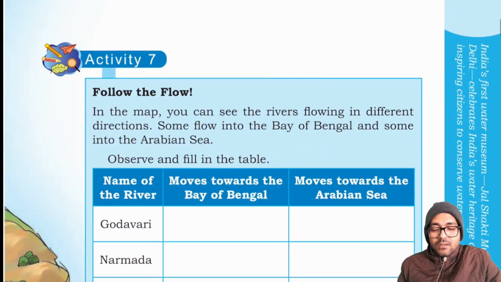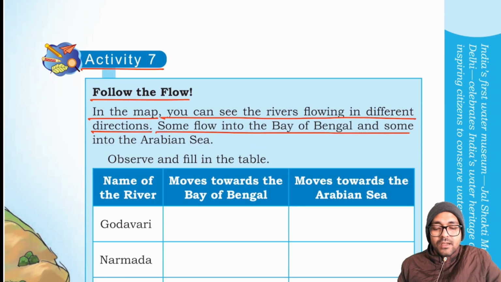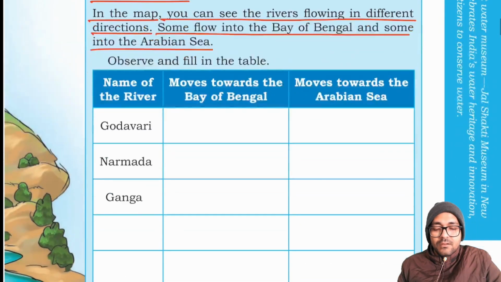Activity 7. Follow the flow. In the map, you can see the rivers flowing in different directions. Some flow into the Bay of Bengal and some into the Arabian Sea. Observe and fill in the table. Name of the river, moves towards the Bay of Bengal, moves towards the Arabian Sea.